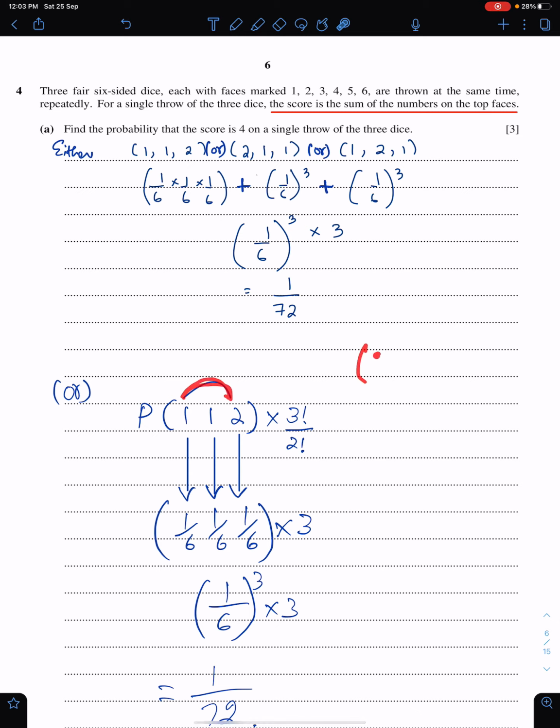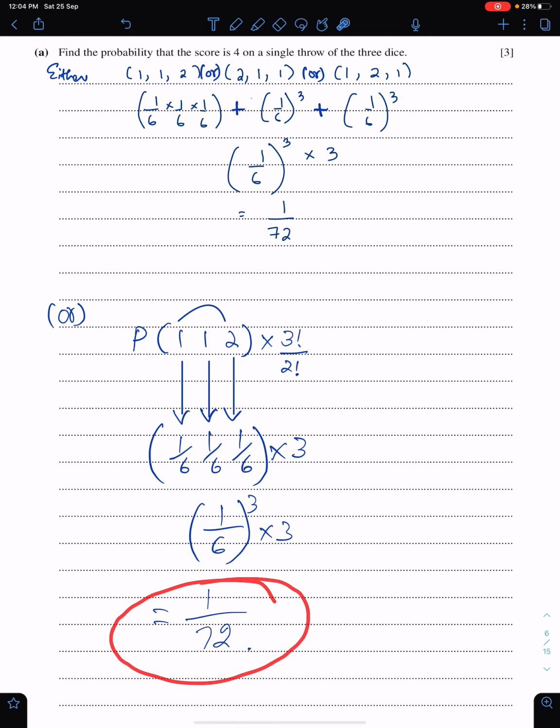We can have the options 1, 1, 2, 1, 2, 1, 2, 1, 1. Since the order is random, we need to multiply the result by 3 factorial over 2 factorial, because we have 2 same numbers. Since all the dice are fair, the probability of each number is 1 upon 6. So 1 upon 6, 1 upon 6, 1 upon 6, and this result is 3. So the final answer is 1 upon 72.